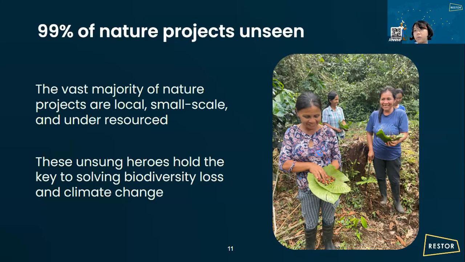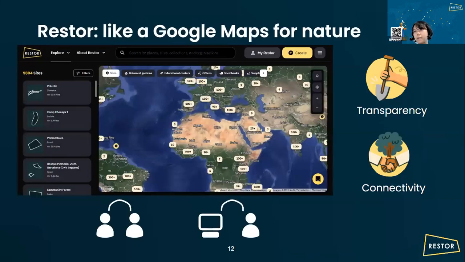Yes, so we dub Restor as Google Maps for nature restoration, because instead of showing you restaurants, tourist spots, and hotels, Restor shows you where nature needs restoration and where restoration is taking place. And the Restor platform is made for restoration, conservation, and also sustainable use initiatives at any scale and any ecosystem worldwide. We operate on two main pillars. First is transparency and second, connectivity.